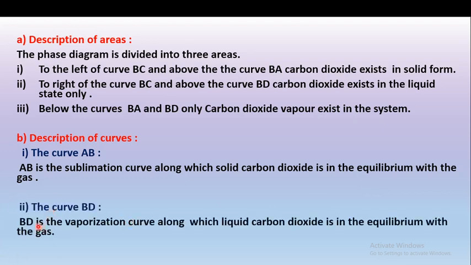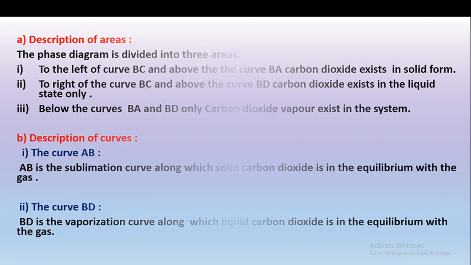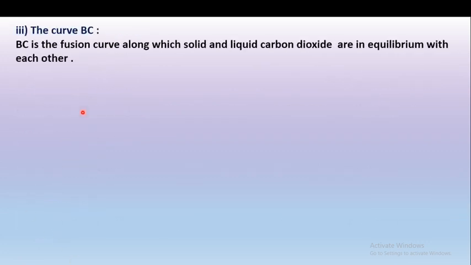Then curve BD is the vaporization curve, vaporization means liquid is converted into gaseous phase, along which liquid carbon dioxide is in equilibrium with the gas. So these are the two curves, AB, BD, and next curve is the curve BC, and curve BC is the fusion curve. We know that fusion is when solid gets converted into liquid, that is the curve along which solid and liquid carbon dioxide are in equilibrium with each other.